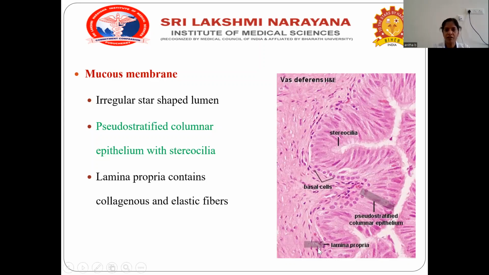Beneath that epithelium you can see the lamina propria. Okay, you understand this? Now we are discussing the vas deferens. In the vas deferens, the 3 layers are the mucous membrane, muscle layer, then connective tissue layer. In mucous membrane, as you know, it is made up of epithelium and also lamina propria. Here, epithelium is pseudostratified columnar epithelium, and a special feature is the stereocilia. Beneath that, you can see the lamina propria. This lamina propria is made up of collagen fibers and elastic fibers. Okay, is it clear for you? We discussed now the mucous membrane.